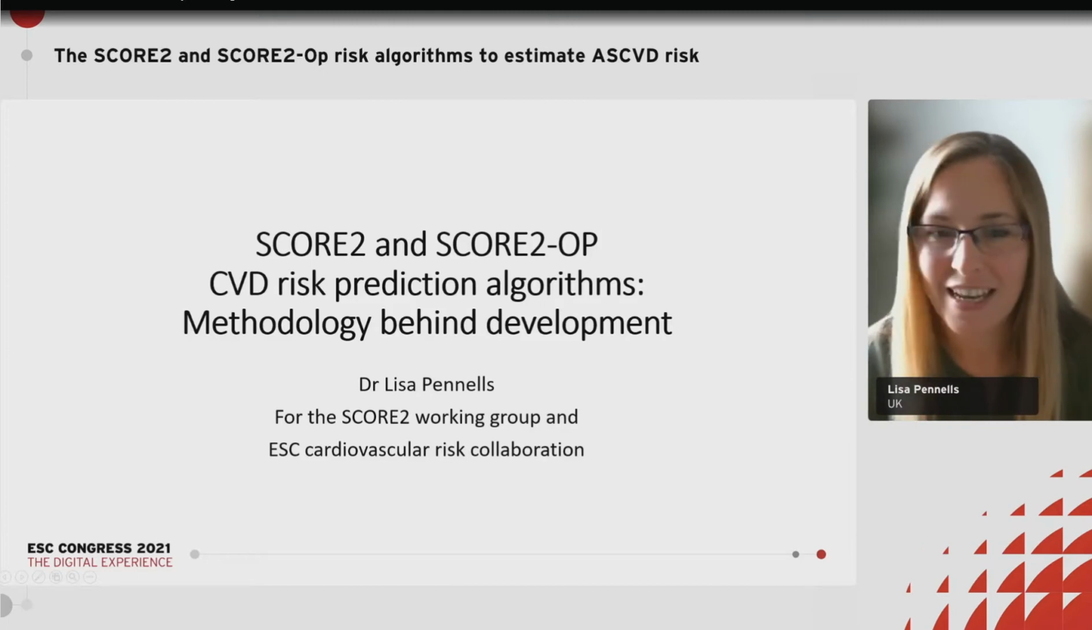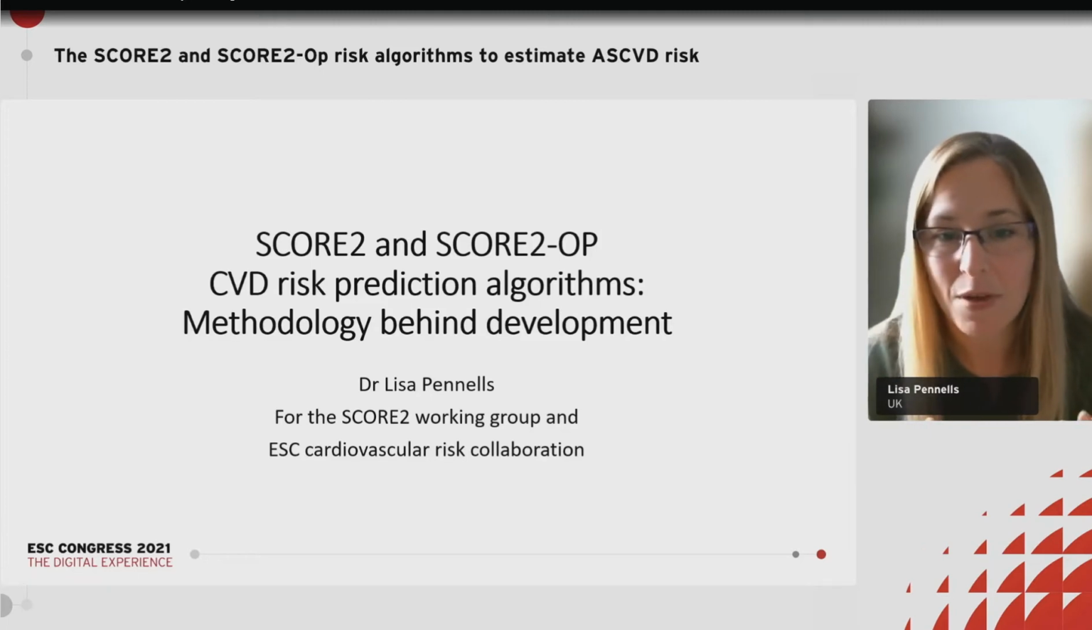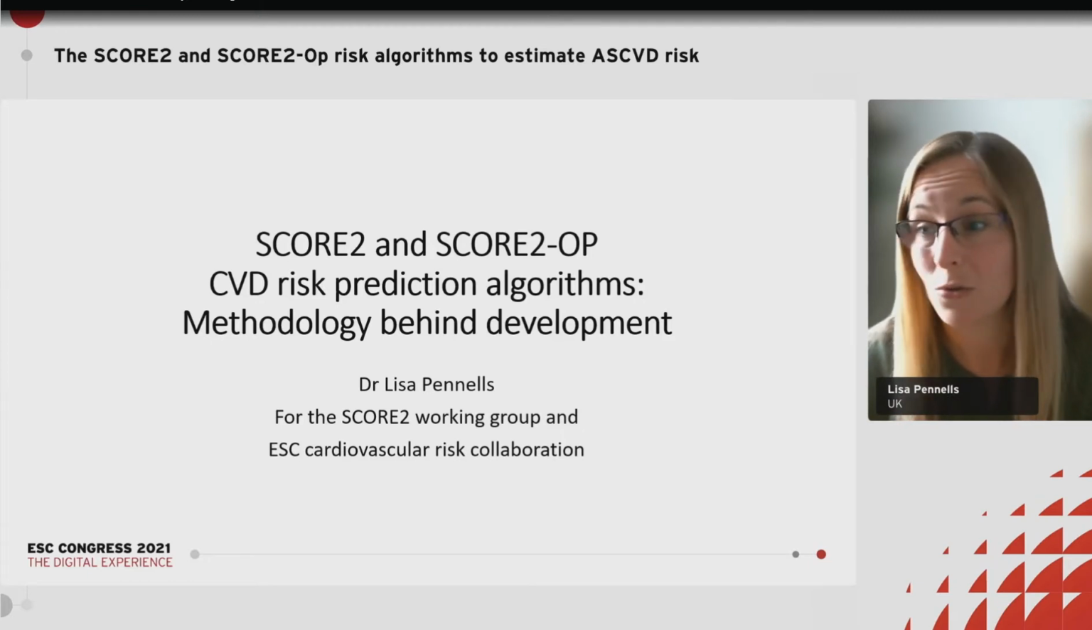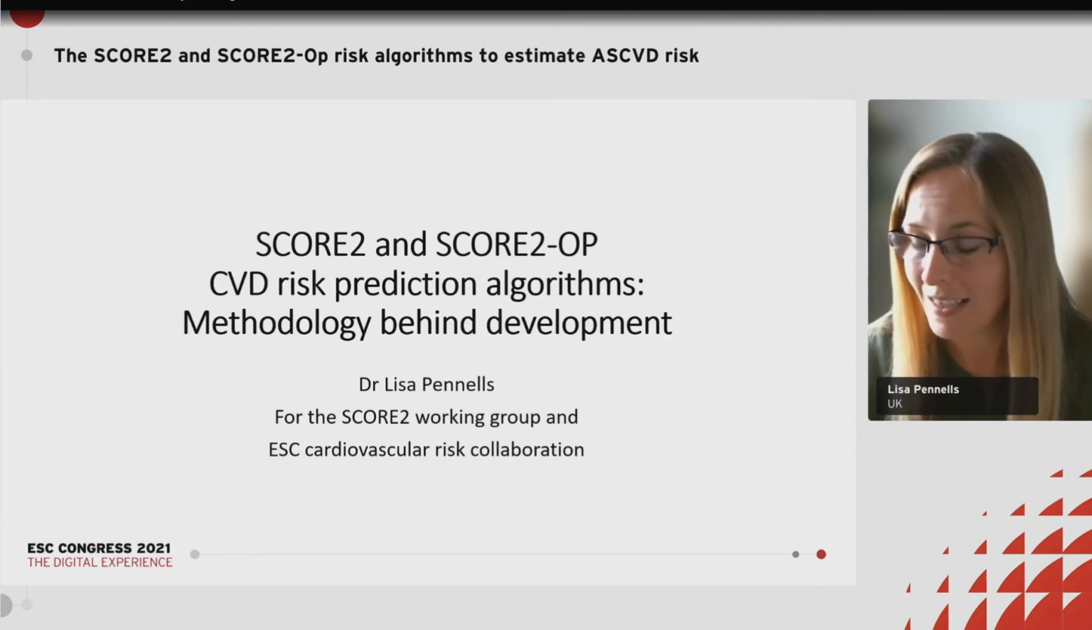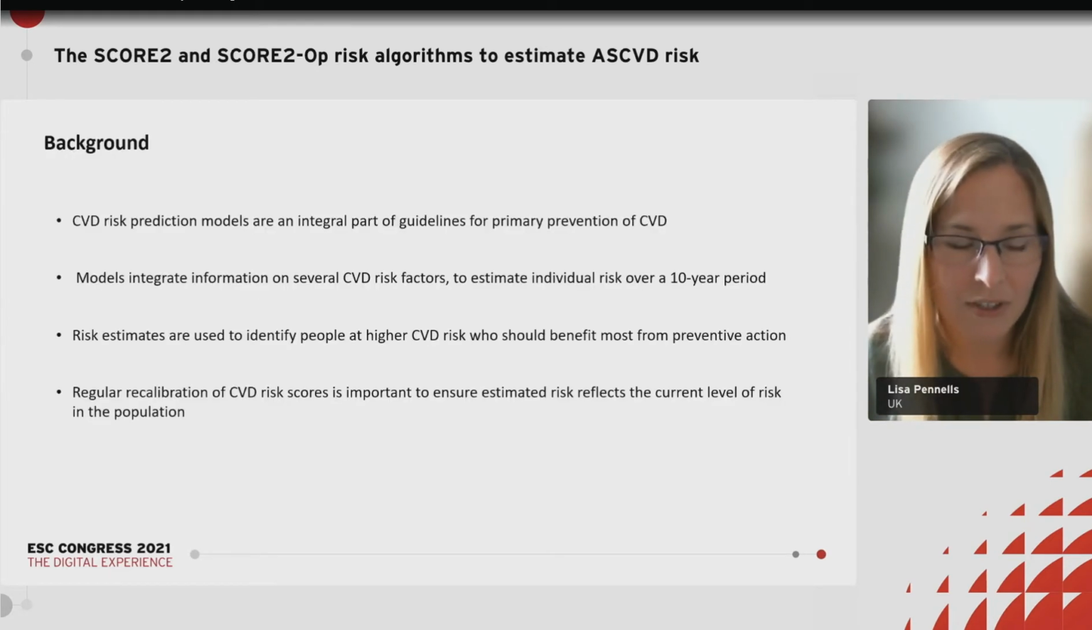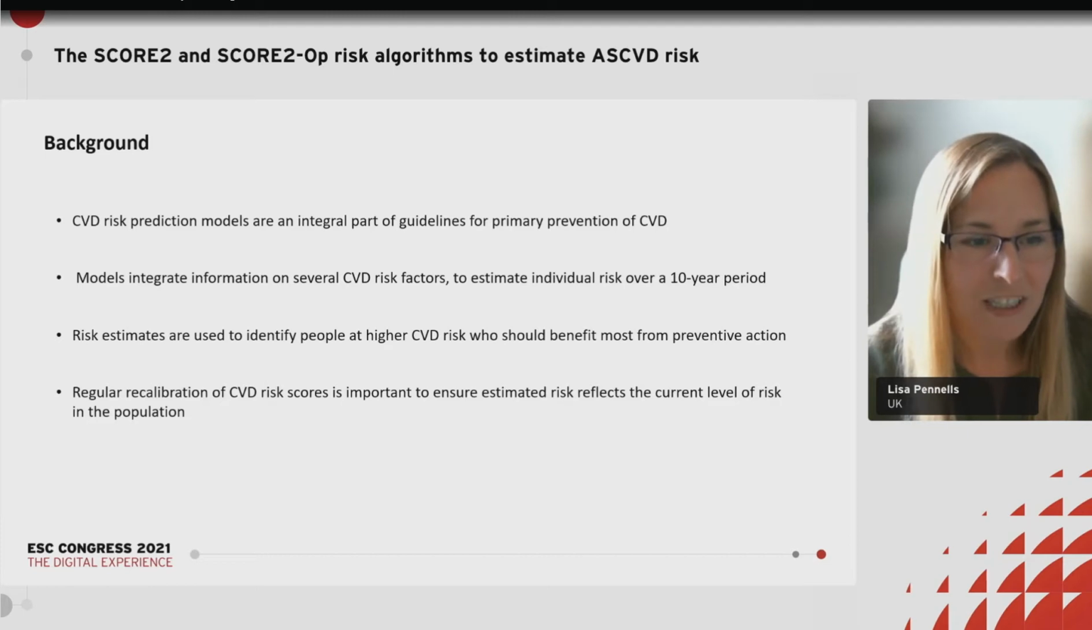So my job today is to describe some of the key methodological aspects that underpin the development of both SCORE2 and SCORE2-OP, before handing over to Emanuele and Stephen, who will give you much more detail on the specific scores. So I'll start with some general background.